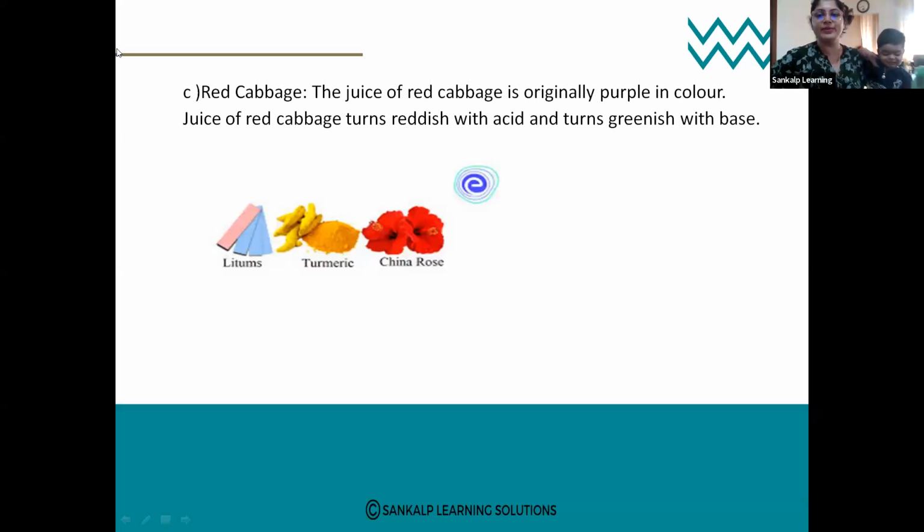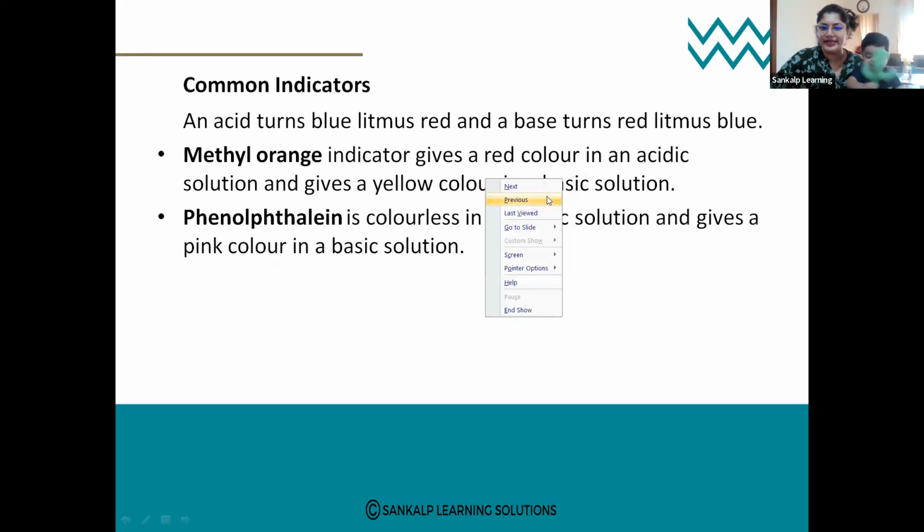So it will be what? It will be your base. Okay. So if the solution is turning into green, if the substance has turned into green, then it is said that it is a base. It is a base. Okay. So this was your third indicator.